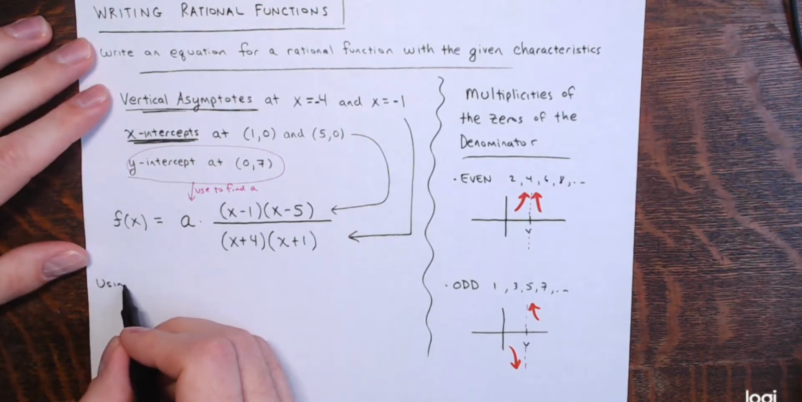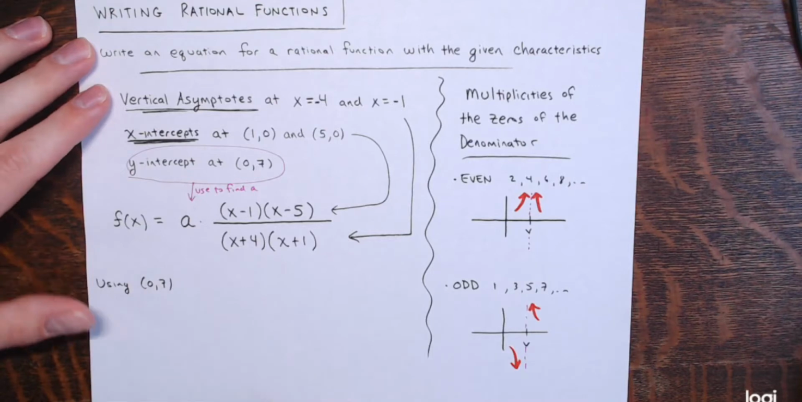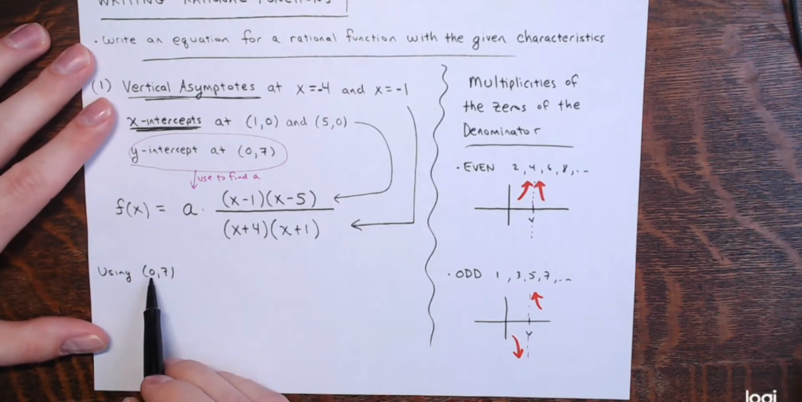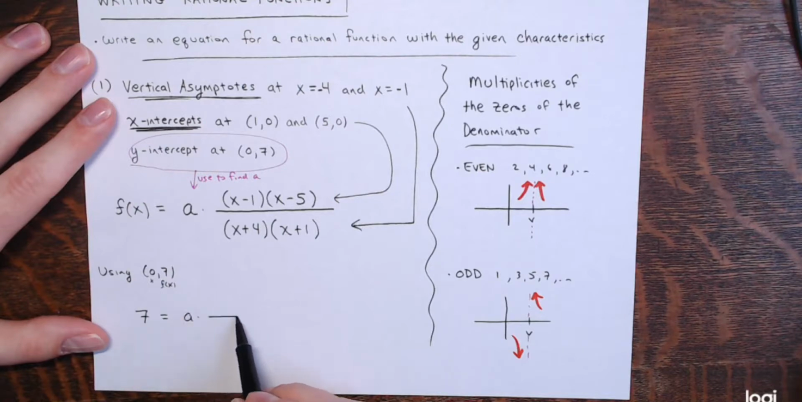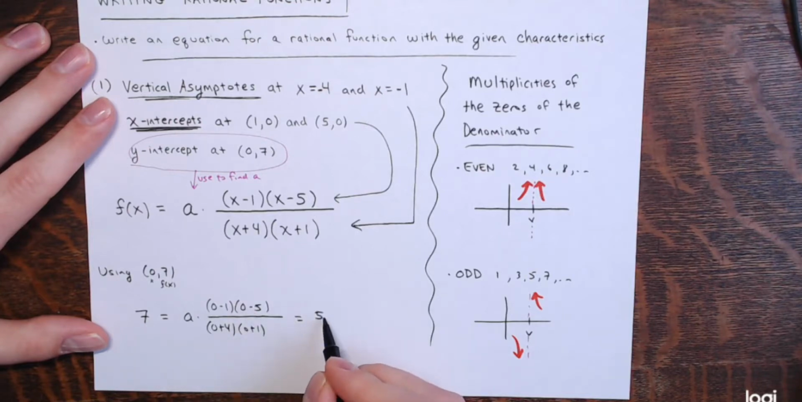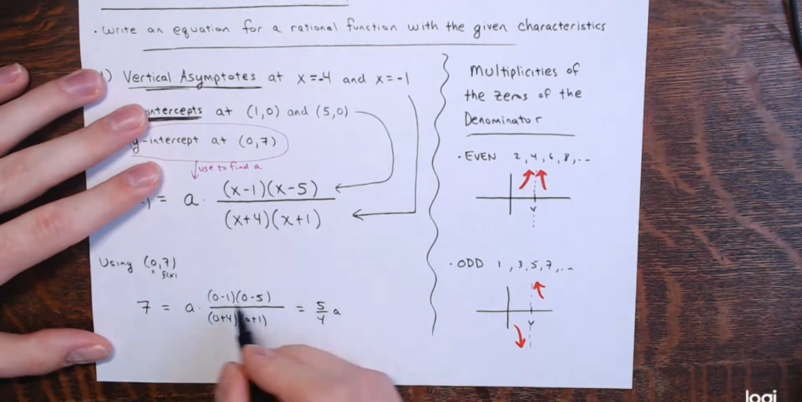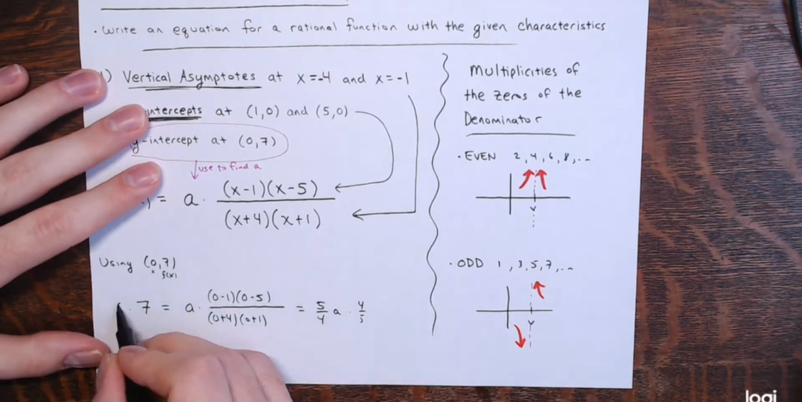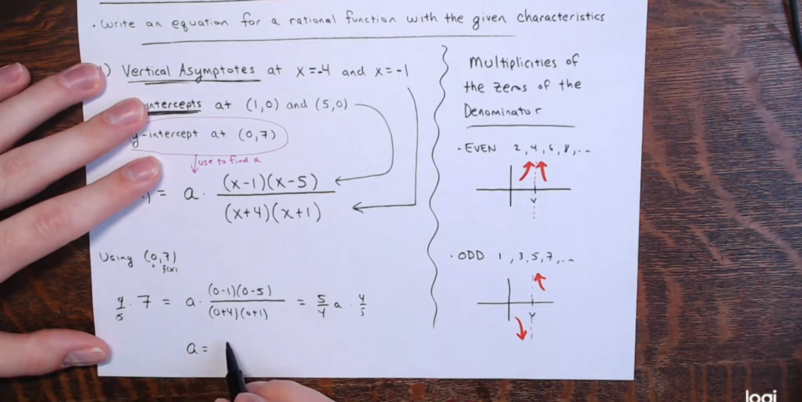So using the fact that (0, 7) is on the graph, that means replace x with 0 and replace f of x with 7. So you have 7 on the left side equals a times, and then 0 minus 1 times 0 minus 5, divided by 0 plus 4 times 0 plus 1 down here. All that's negative 1 times negative 5, that's positive 5. 4 times 1 is positive 4, that's 5/4 times a. And then I would multiply both sides by 4/5. And then the value of a would be 28/5.